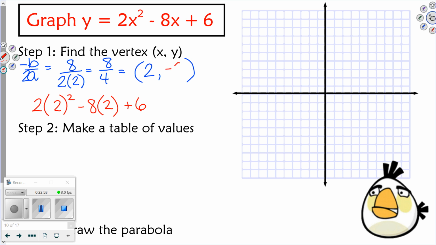Did I hear a 6 in there? Negative 2. 4, 2 is 8, minus 16 is negative 8, plus 8 is negative 2. All right, so let's go ahead and plot our vertex. So it's at 2, negative 2. So over 2, down 2.